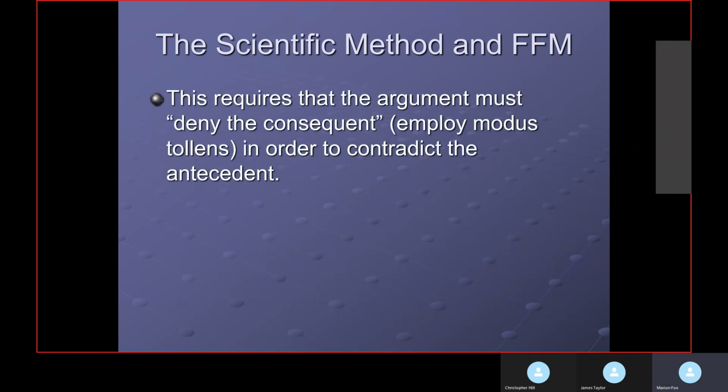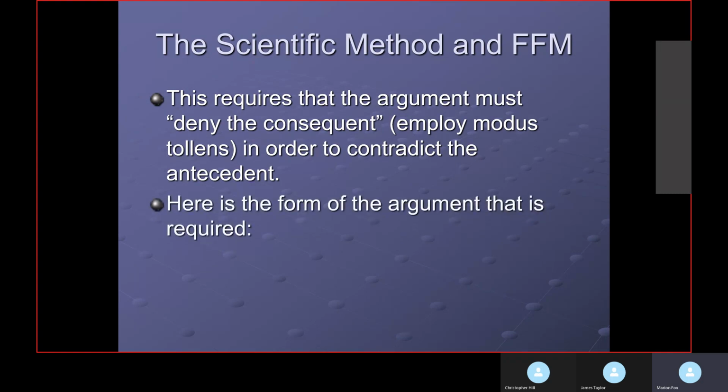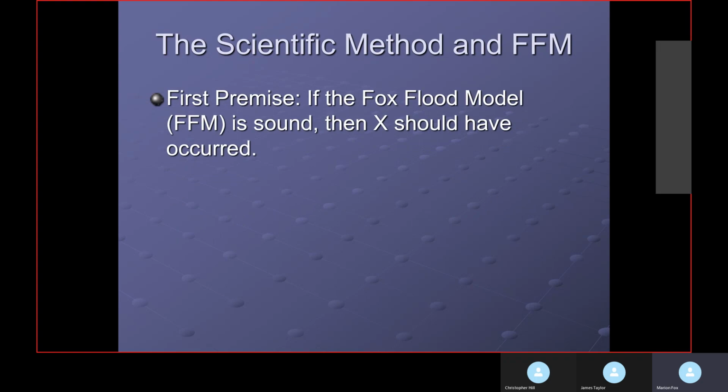Otherwise, we're committing the logical fallacy of denying the consequent. And we're going to employ modus tollens, and we're going to start a logic class in January, so you'll see what that means. You deny the consequent, and you can disprove the antecedent. And so you contradict the antecedent. Here's the form of argument that's required right here. If the Fox flood model, FFM, is sound, then X should have occurred.